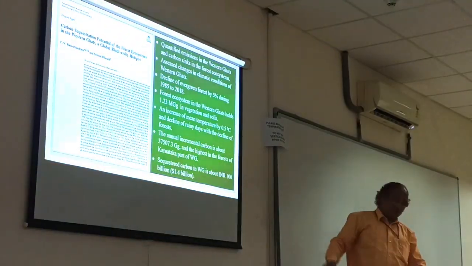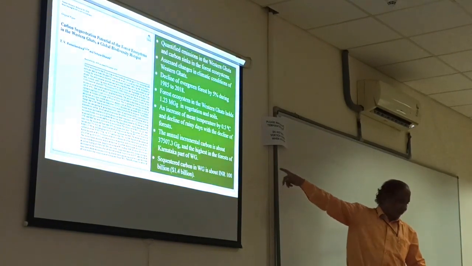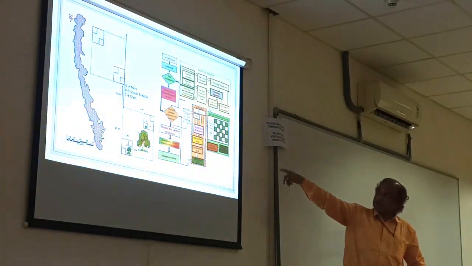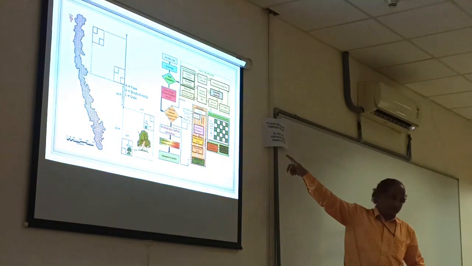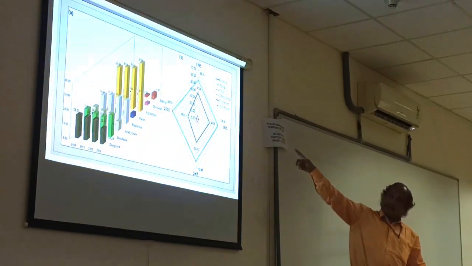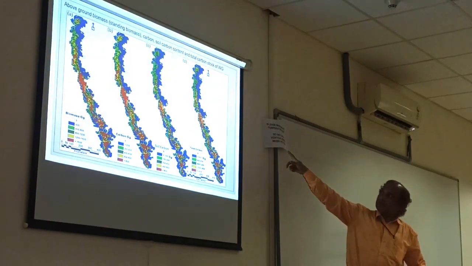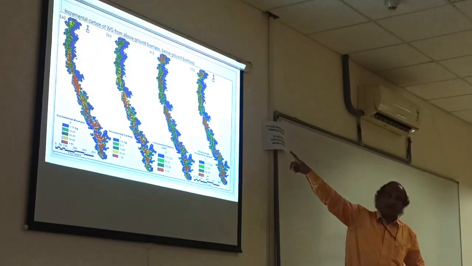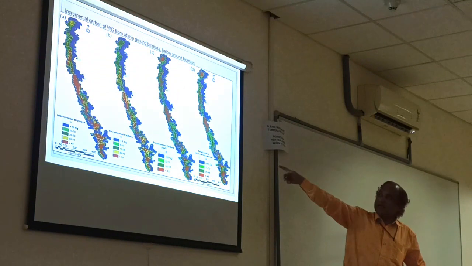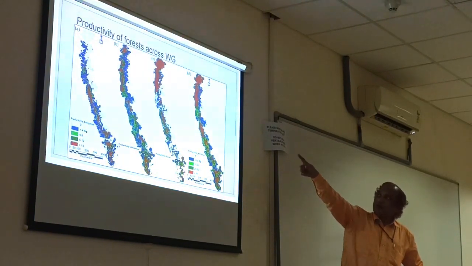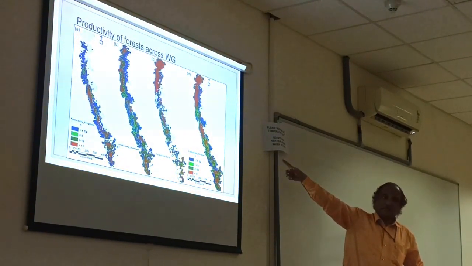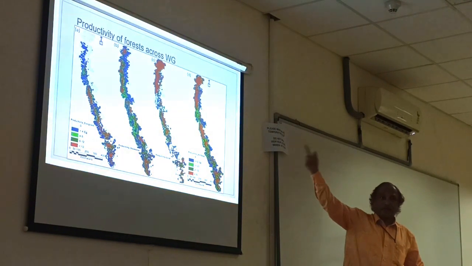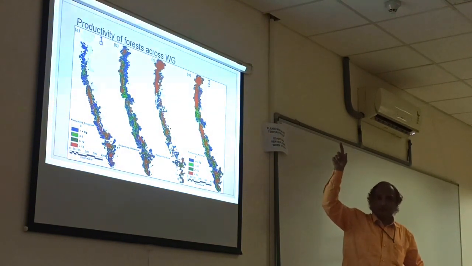Then we also did this for the entire Western Ghats, there's a standard. This paper, you have seen that. We have the carbon: standing biomass, soil carbon, that is the total carbon. Then we have incremental carbon also. Because of our field data, we could extrapolate that. Then the productivity of forest across the Western Ghats, extrapolated from Uttara Kannada, and some plots in Kerala also.